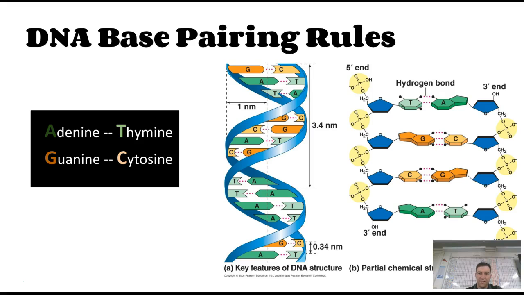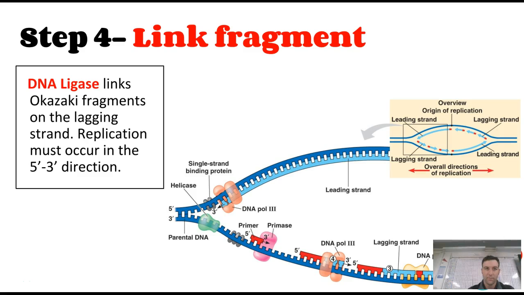So again, this DNA polymerase is going to come through. It's going to lay down the correct bases according to what that other strand looks like. That new strand that's being made is going to get the complementary bases that go with it. Step 4.